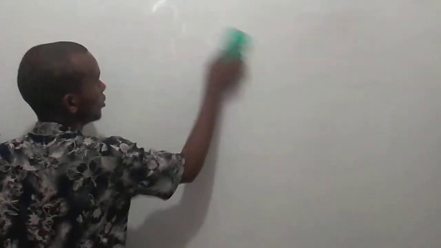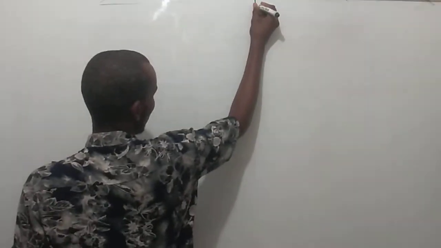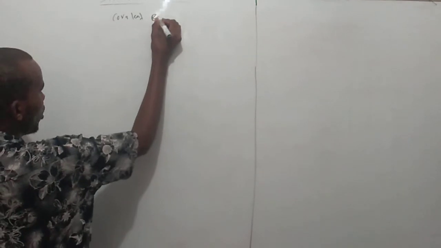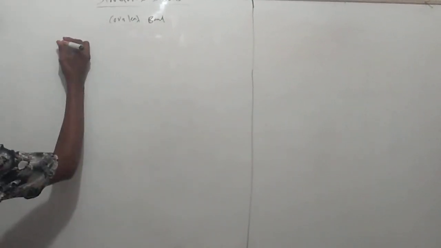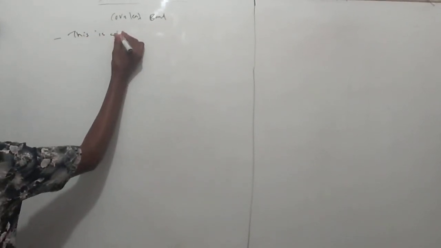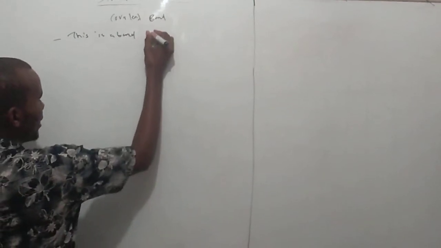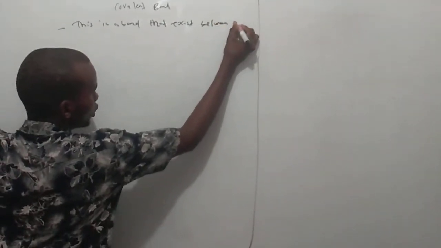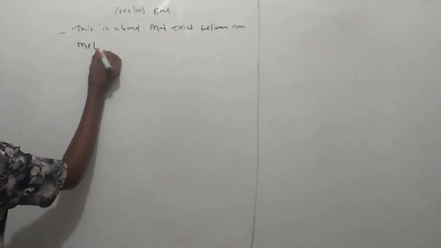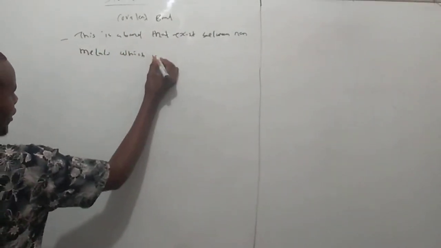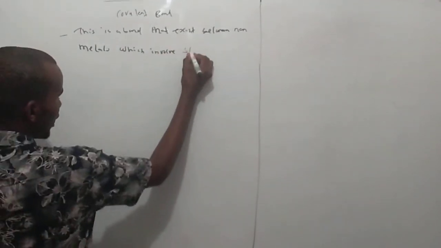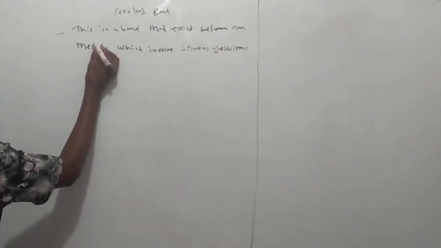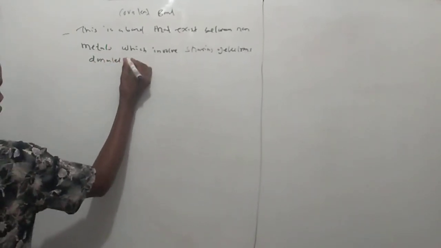Covalent bond. Under covalent bond, we say this is a bond that exists between nonmetals, which involves sharing of electrons donated by both atoms.